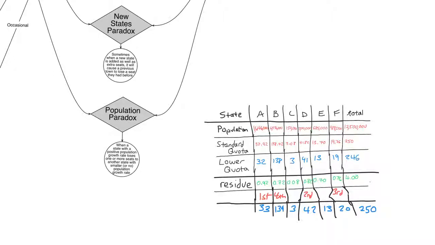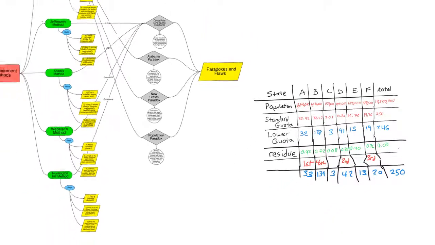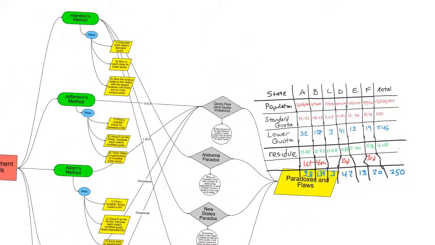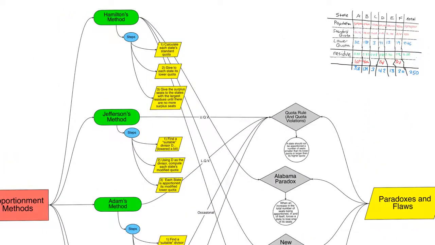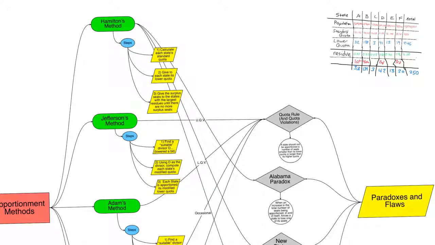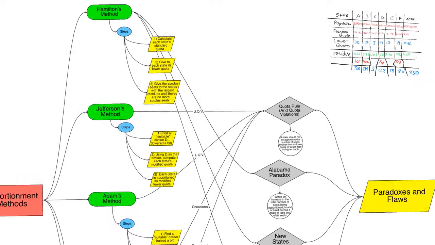So let's move on to the next method, and we'll put this off to the side. That is Jefferson's method. The Jefferson method of apportionment has the following three steps.